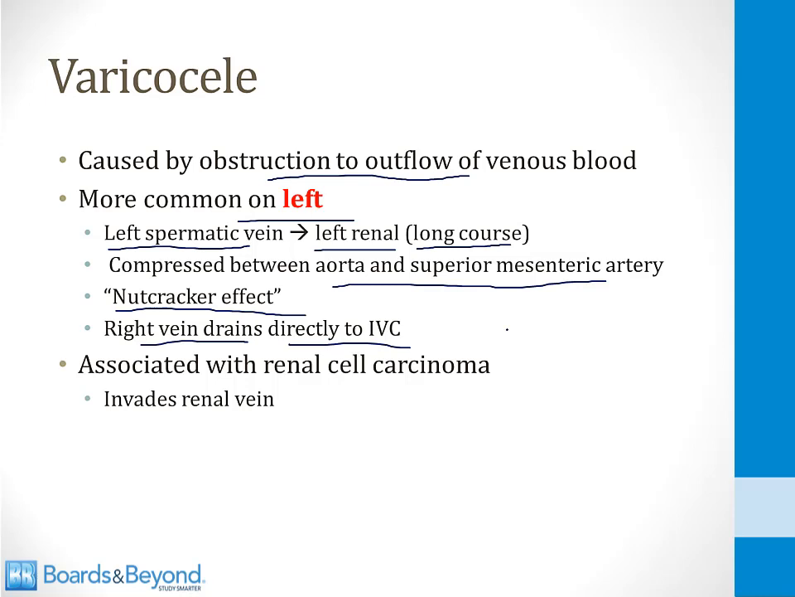And then another high-yield thing to know about varicoceles is that they're associated with renal cell carcinoma, which can invade the renal vein and obstruct the outflow of venous blood. In particular, right-sided varicoceles are so uncommon that when they occur, one of the things you have to consider is that there may be a renal cell carcinoma present.